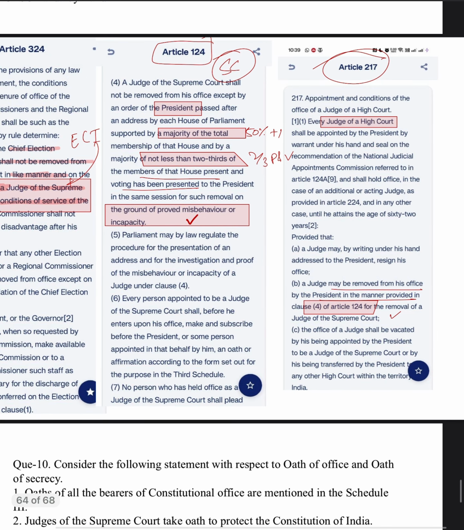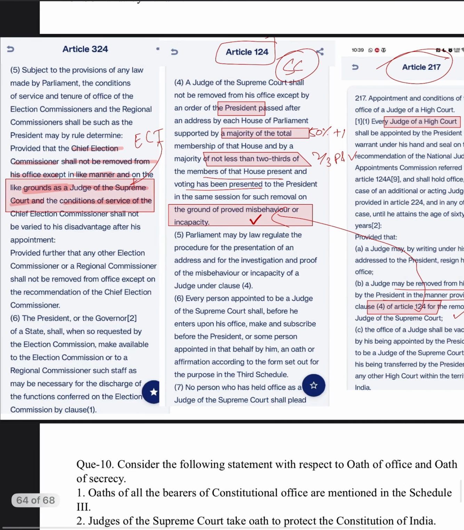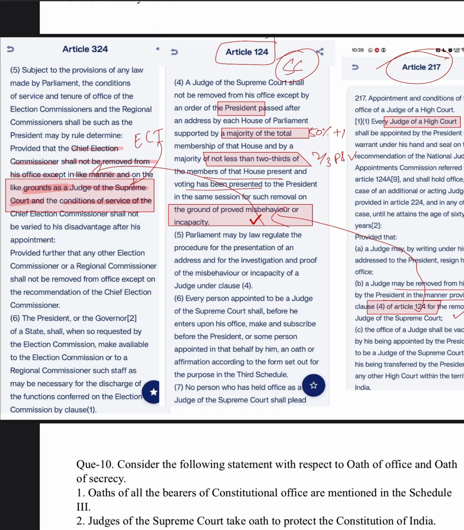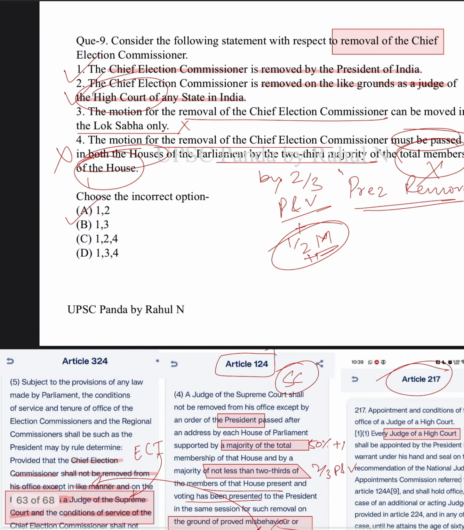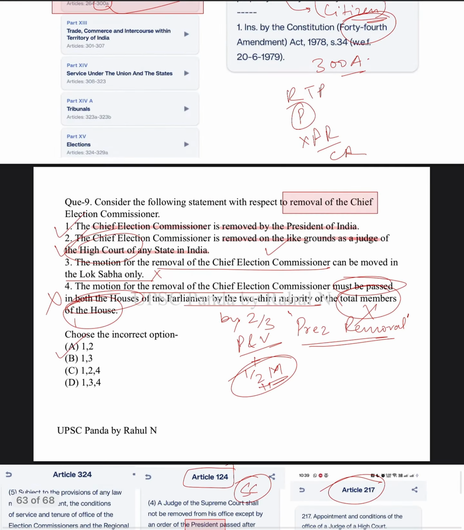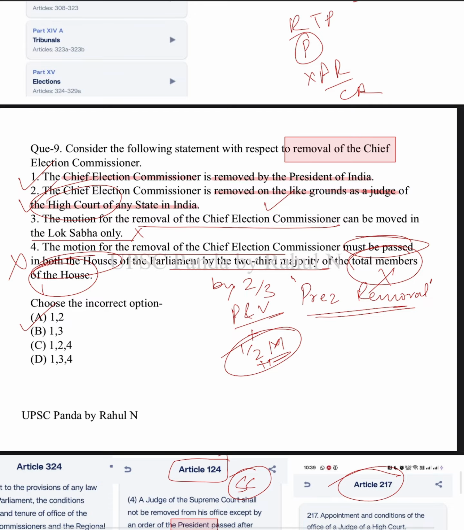जो ground हाई कोर्ट के जज का है वही सुप्रीम कोर्ट के जज का है, वही ECI का है. So there is absolutely no difference. So that's why this statement is correct. ये हाई कोर्ट के जज का होगा. Now I think there is no doubt. Motion of removal can be moved in either house of the Parliament.